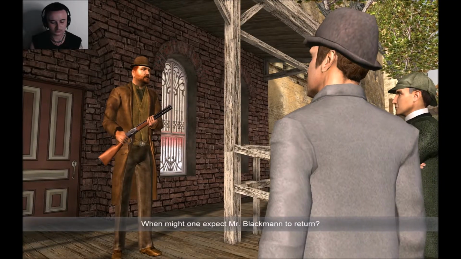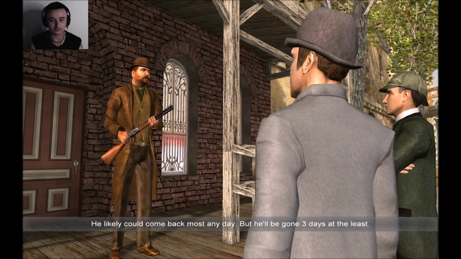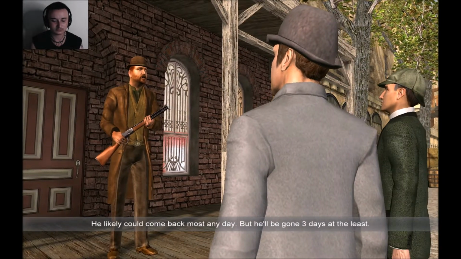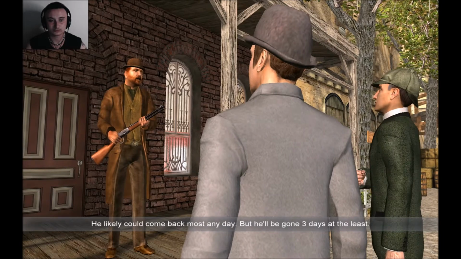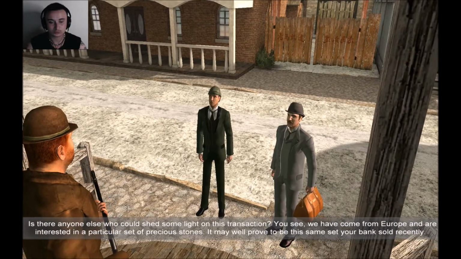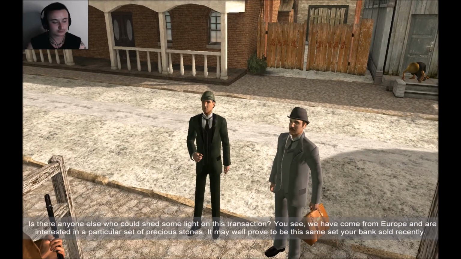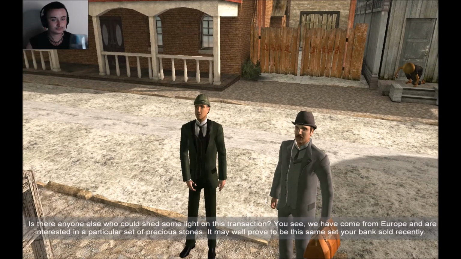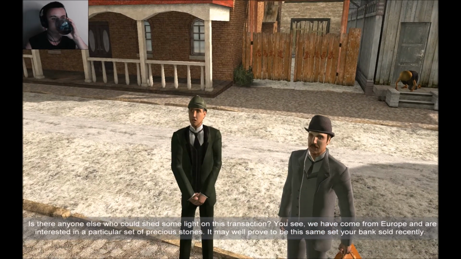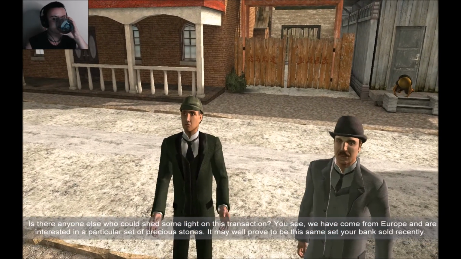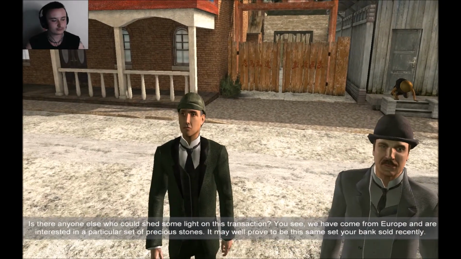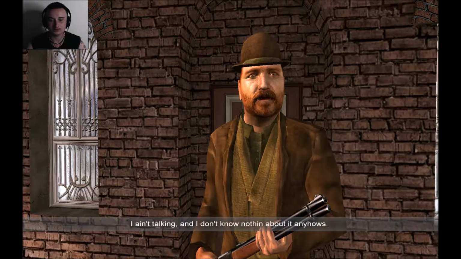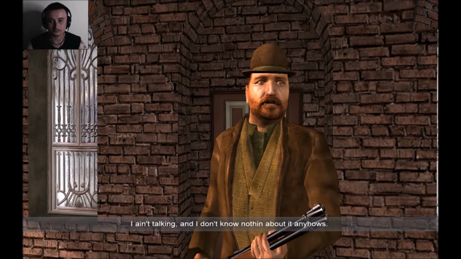When might one expect Mr. Blackman to return? He likely could come back most any day, but he'll be gone 3 days at least. Is there anyone else who could shed some light on this transaction? You see, we have come from Europe and are interested in a particular set of precious stones. It may well prove to be this same set your bank sold recently. I ain't talking, and I don't know nothing about it anyhow.